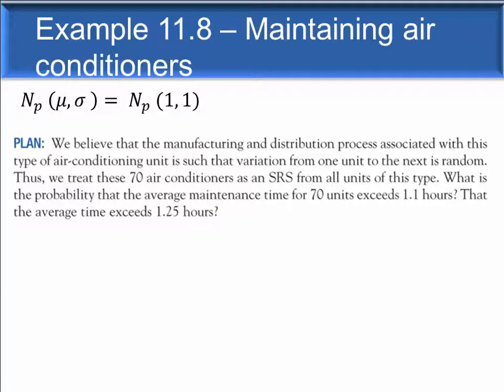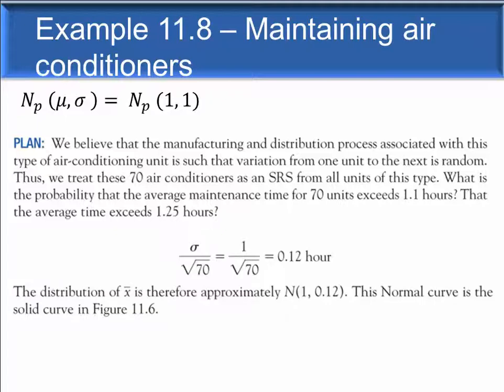What that means is we're going to assume that those 70 air conditioners fall in a normal distribution. That is going to help us answer this question: what is the probability that the average maintenance time for 70 units exceeds 1.1 hours and also 1.25 hours? For now, we're going to assume that our sampling distribution has the same exact mean as our population. So if the mean for our population in this case is 1, the mean for the sampling distribution is also going to be 1.